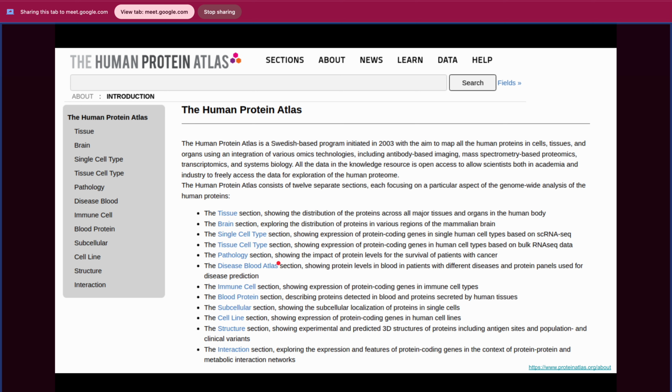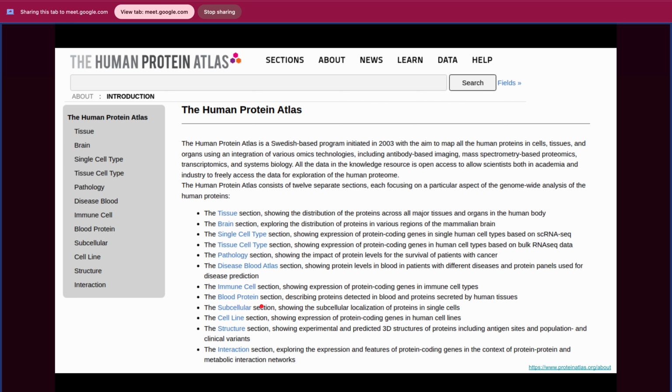In the pathology section, it will tell you what is the impact of that particular protein, because we know that there are some genes or proteins which are linked to some disease, such as cancer or any other disease. So in the pathology section, you will be able to find whether this particular protein is involved in any kind of disease or not. Then disease blood atlas. In this, the patient's blood is collected as a sample, and from that, we get the proteins. So it will tell about the disease, the proteins which are associated with disease and which are present in the blood. Then immune cell. It tells about the protein coding gene expression in immune cells such as T cells, B cells.